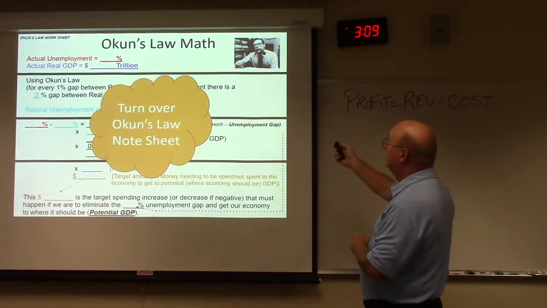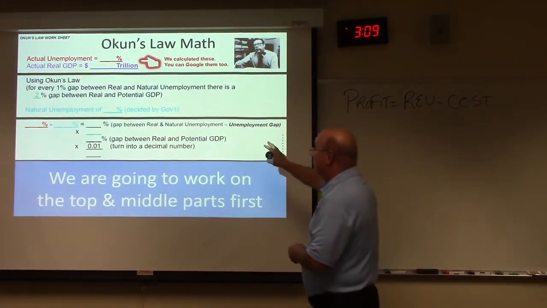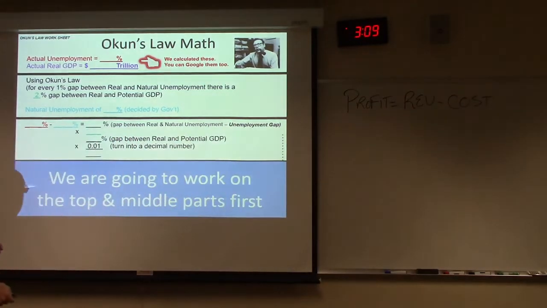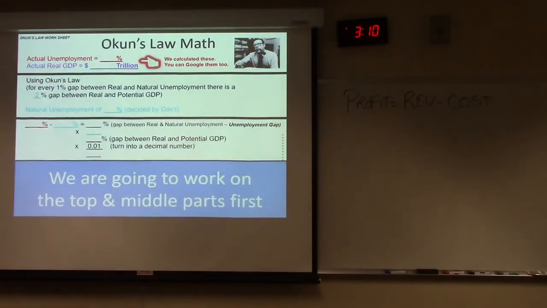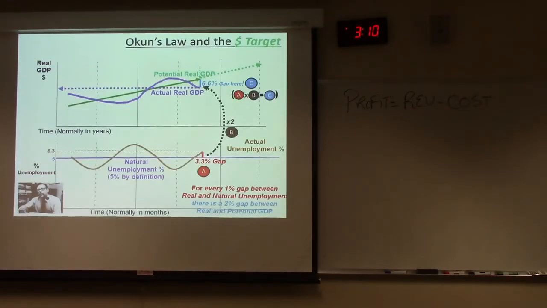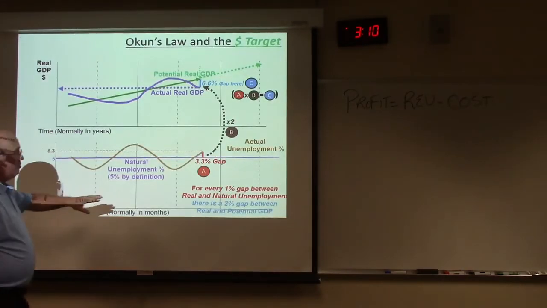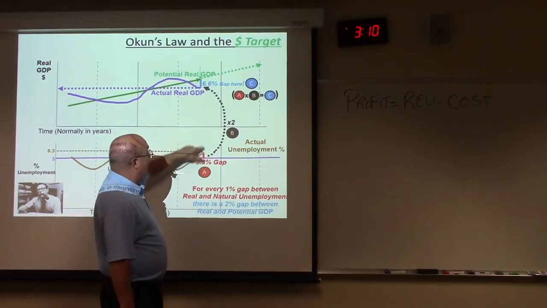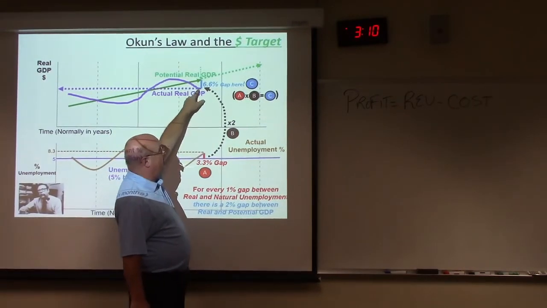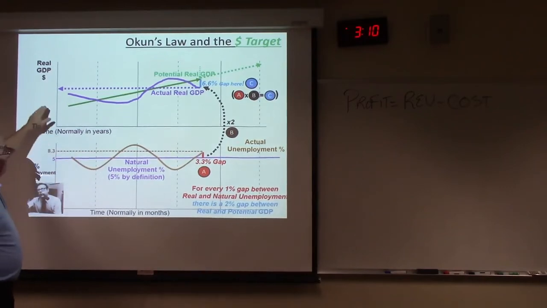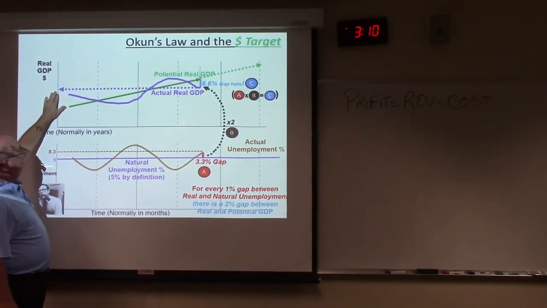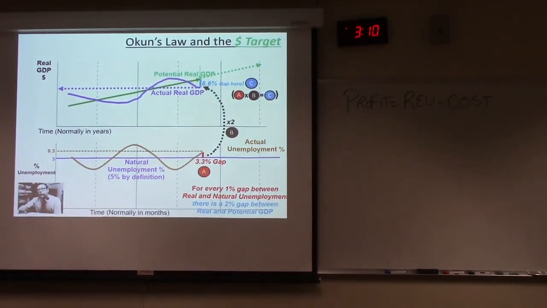So we'll grab one of those Okun's Law math sheets, and we're going to work just on this top part first. The first thing we're going to look at is 3.8 and $15.3 trillion. Unemployment rate is 3.8%. Actual GDP is 15.3 trillion. Okay, so it's 3.3, and we know that for every 1% gap, it's 2 here. So what do we do? We multiply this one by 2, and we get that there's a 6.6 gap there. Now, if we know how much is here, we multiply that by 6.6, and we know how much we have to increase spending to get these people hired.